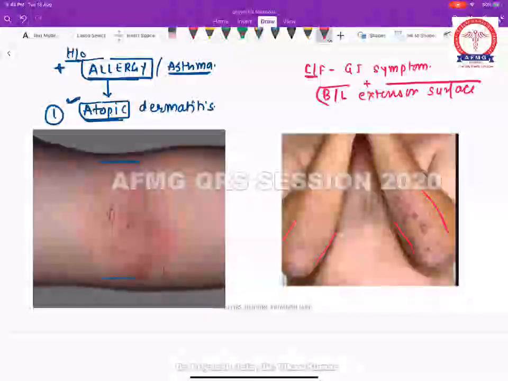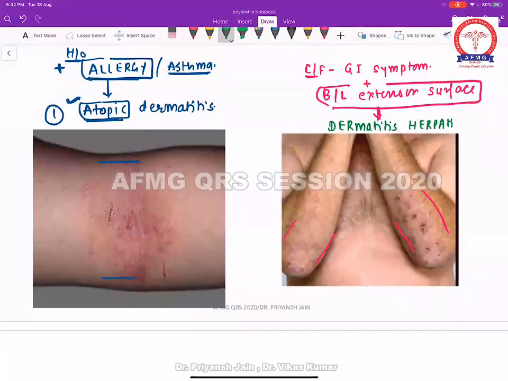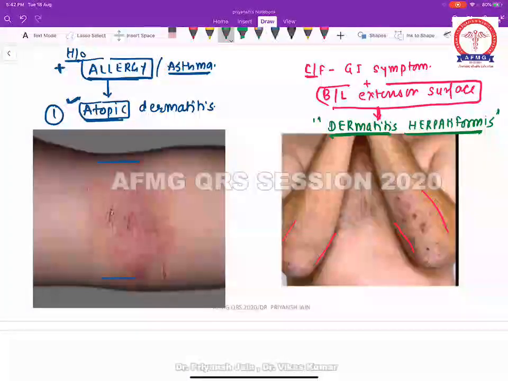Bilateral extensor surface, bilateral elbow image. Whenever you find a bilateral elbow image, the answer is going to be dermatitis herpetiformis. Whenever this image comes, whenever you see bilateral elbow, it is dermatitis herpetiformis only.